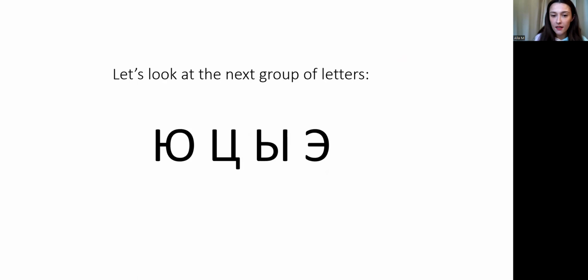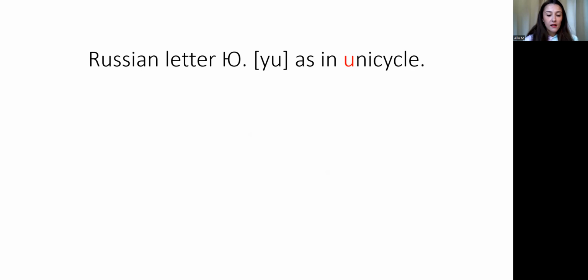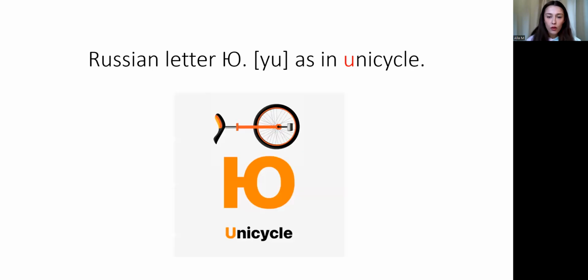U, C, I, E. Russian letter U. U as in unicycle. So I have this image of a little unicycle for you. U as in the word unicycle, right? So again, that's how the visual mnemonics work, right? You see the letter U, you think of a unicycle. The word unicycle starts with the U, which is an approximate English equivalent for the Russian letter U. Good.